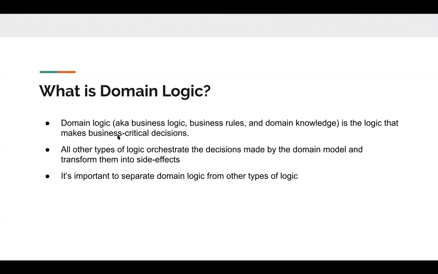Other types of logic, orchestration, the decisions made by the domain model, and transform them into side effects. So again, speaking more to the UI or to such as the BFF that the FFM UI uses to speak with the FFM service. It can orchestrate things, but ultimately the actual decisions are made by the domain model, are made by that business logic that contains within it, okay? So it's important to separate the domain logic from the other types of logic.